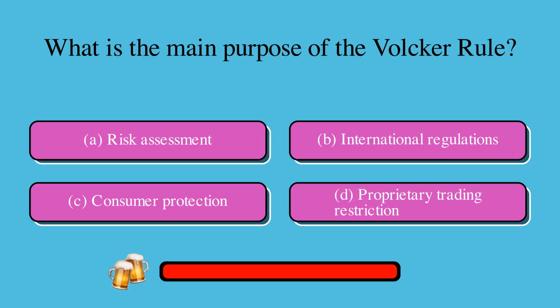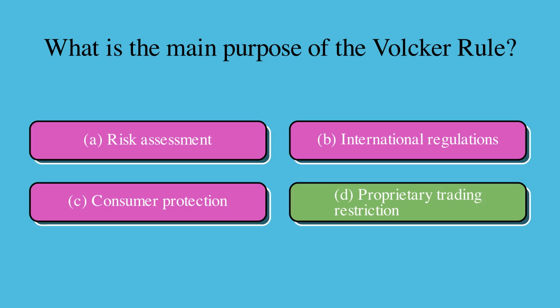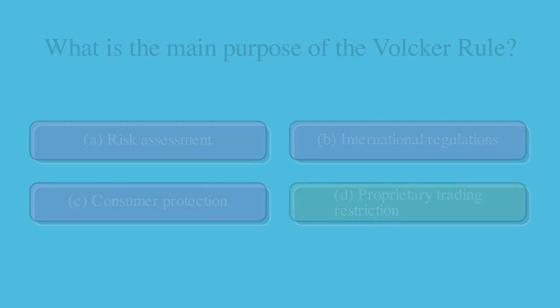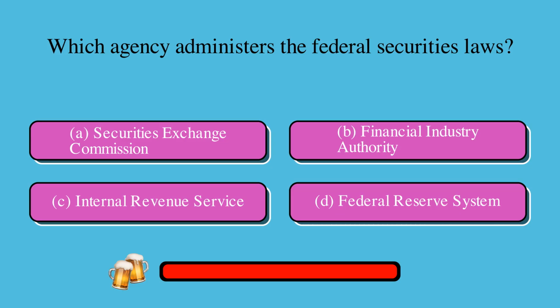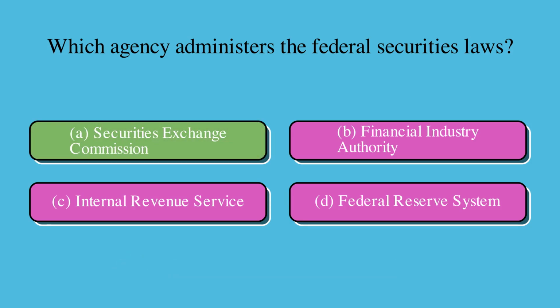What is the main purpose of the Volcker Rule? Is it A, risk assessment, B, international regulations, C, consumer protection, or D, proprietary trading restriction? The correct answer is D, proprietary trading restriction. Which agency administers the federal securities laws? Is it A, Securities Exchange Commission, B, Financial Industry Authority, C, Internal Revenue Service, or D, Federal Reserve System? The correct answer is A, Securities Exchange Commission.